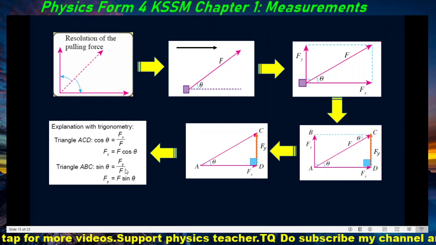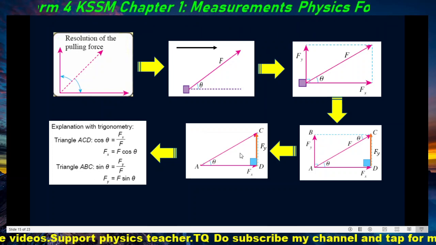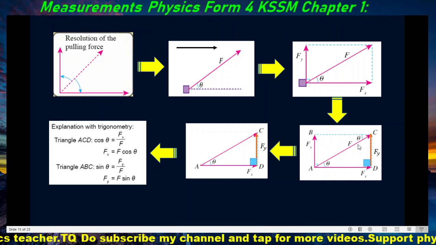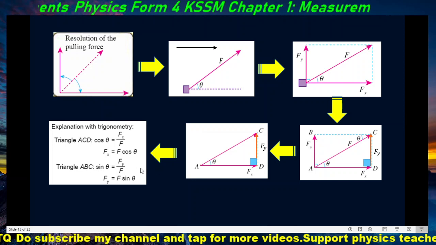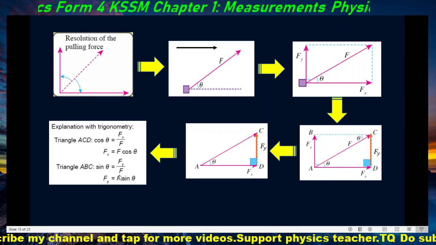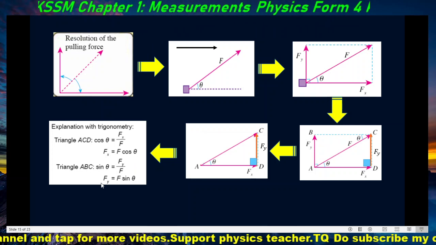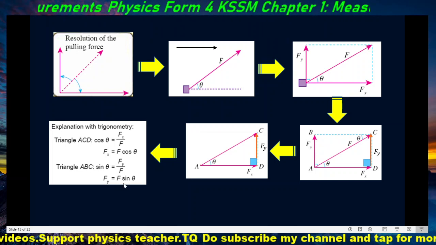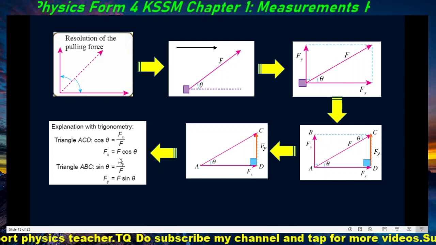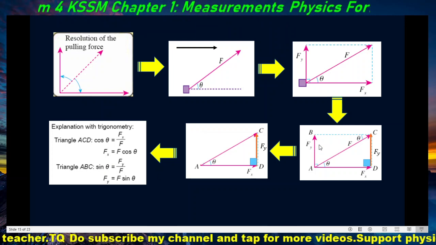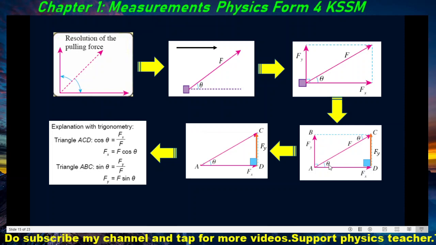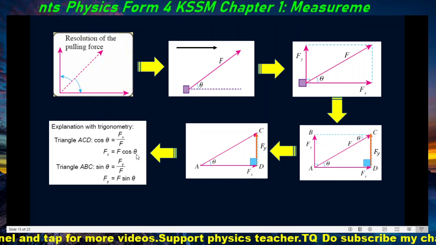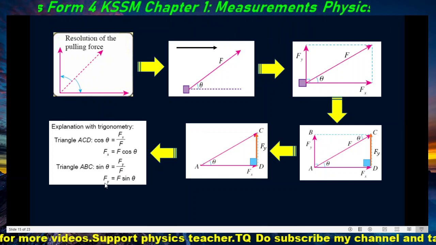Then we use sine theta. Sine theta is opposite divided by hypotenuse. Fy divided by F. Thus, we get Fy equals F sine theta. So from here, we can say it's like a formula. If given the value of F and angle theta, you can substitute into this formula, then you get the value of Fx and Fy.